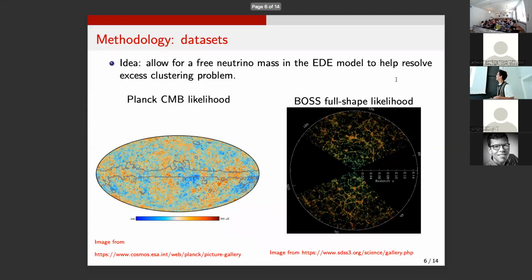So a quick word on our methodology. We're basically going to allow for a free neutrino mass in the early dark energy model and see if we can solve this late time clustering problem. We used 2 data sets to constrain this model. We used Planck CMB data and also BOSS galaxy clustering data. I think Olga showed this picture before. This data set constrains both the clustering of galaxies, but also some geometrical information, which I'm going to come on to later. So does this model work when we allow for a free neutrino mass?